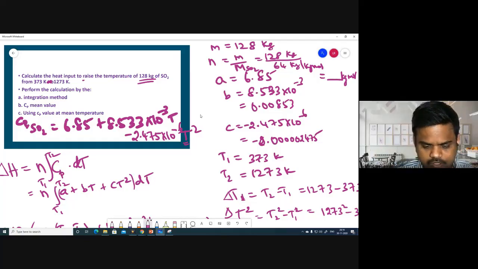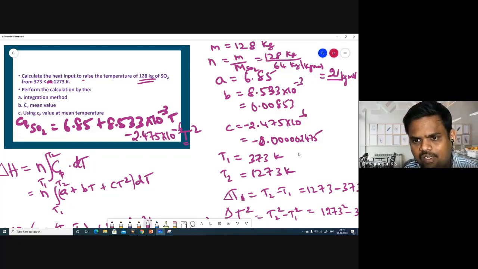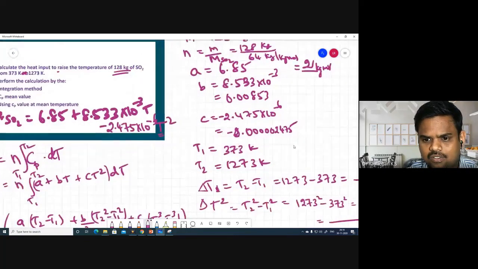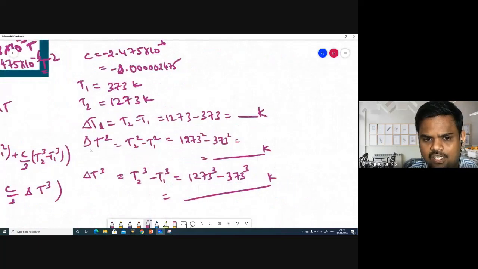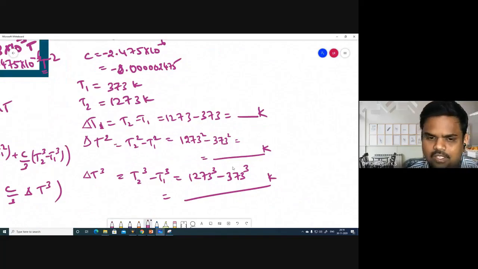128 by 64 is equal to, it's half of it, right? Almost 64 into 2. So you'll get N equal to 2 kg moles. So we have all the data now. ABC value you have, delta T square value, delta T cube value. Please determine and write those values and we can get the answer.